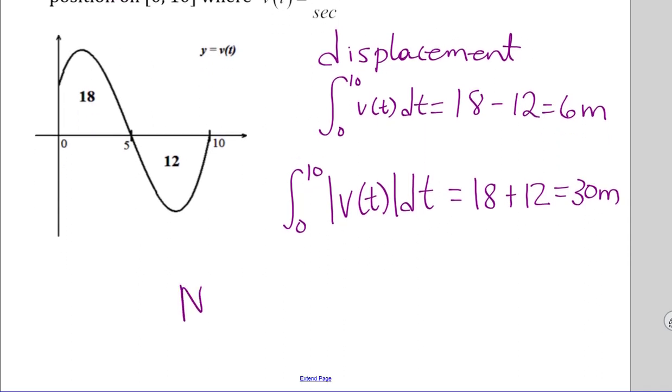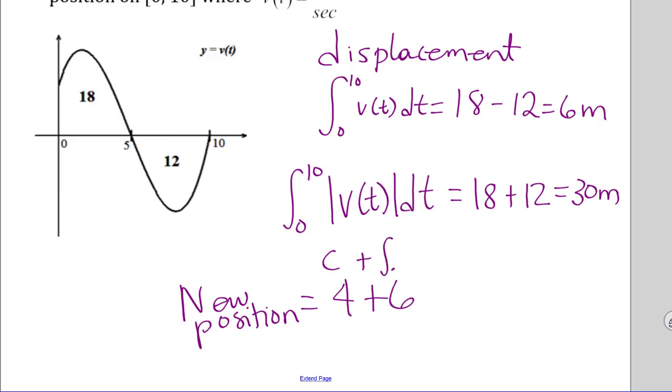So we get new position is going to be 4 plus our displacement of 6. Okay, remember the formula looked like C, which was our initial condition, plus displacement. So in our case, from 0 to 10 of V of t dt. Okay, so our initial position is 4. We found that displacement is 6. So our new position is going to be at 10 meters.